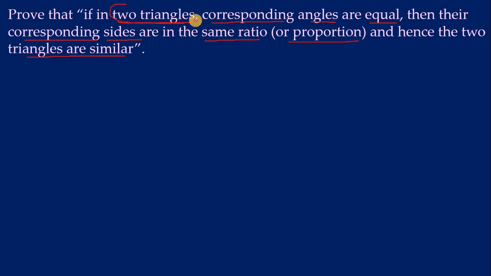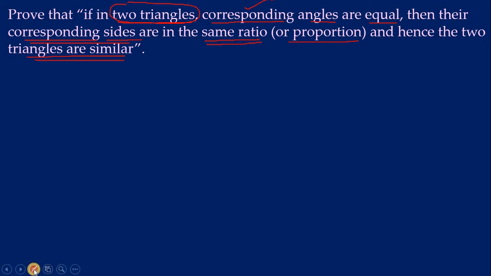Here there are two triangles and those triangles' corresponding angles are equal. These are the given things. What we have to prove is, in this theorem we have to prove two things. One, we have to show corresponding sides are in the same ratio, and the second thing is those triangles are similar.